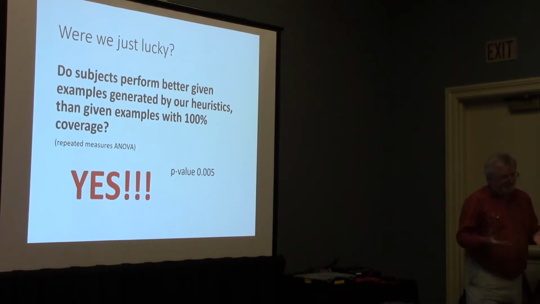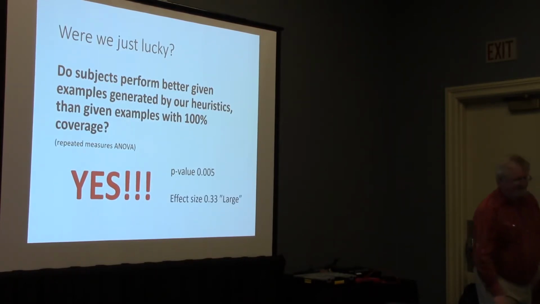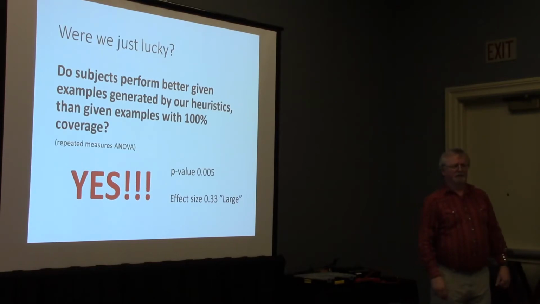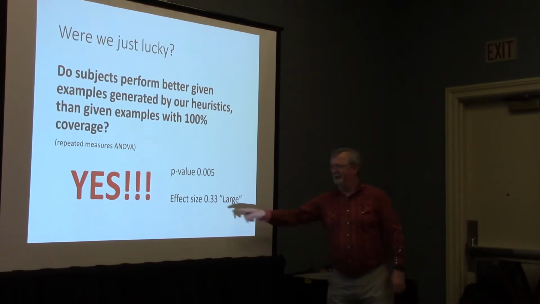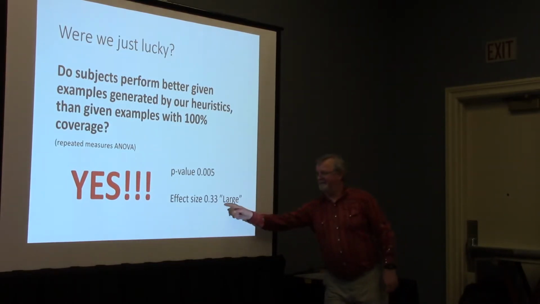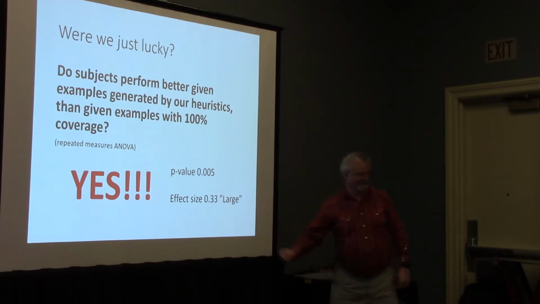And another thing you can do is measure the effect size. So how big was the effect of getting good examples rather than coverage-based ones? It was 0.33. What does 0.33 mean? Well, luckily, you can look in papers that tell you how to interpret 0.33. And the interpretation is large. So we're 99.5% confident that we observed a large effect.